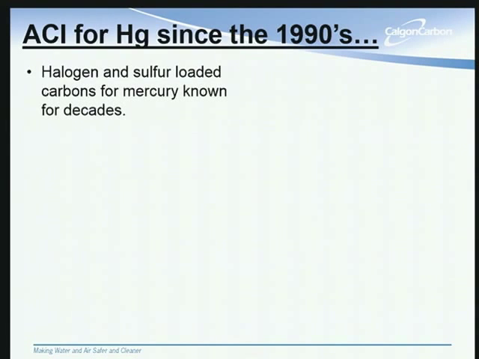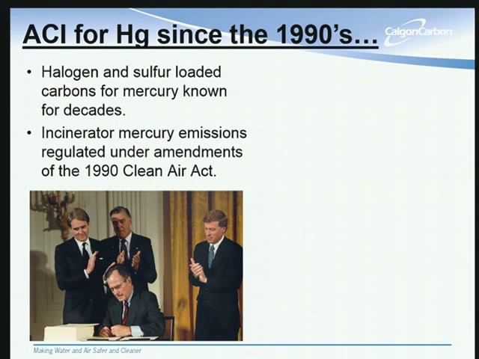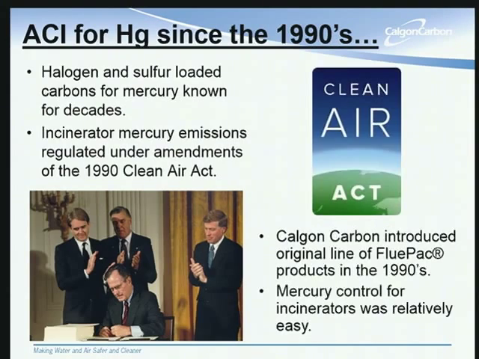Okay. So I want to transition now to talking about activated carbon for mercury control. Different ways of improving carbons for getting mercury have been known for a long time. Sulfur addition helps in certain situations. Halogen addition has been known for decades. Incinerators were first regulated under the Clean Air Mercury Act in the 1990s. And so, it was in the 1990s that Calgon Carbon first introduced its flue pack line. And in a nutshell, it was found that mercury control for incinerators was relatively easy.